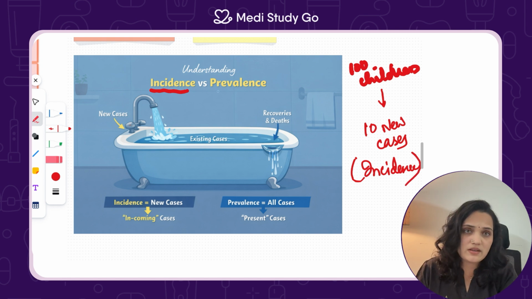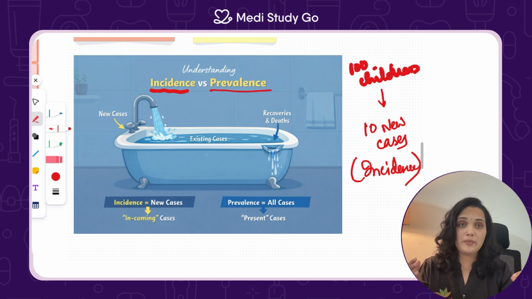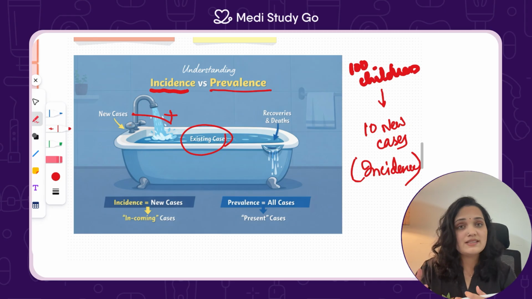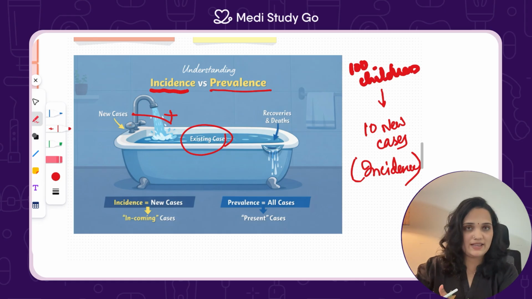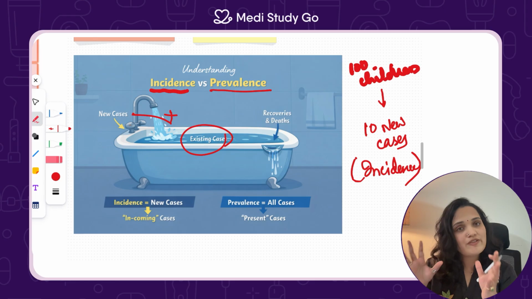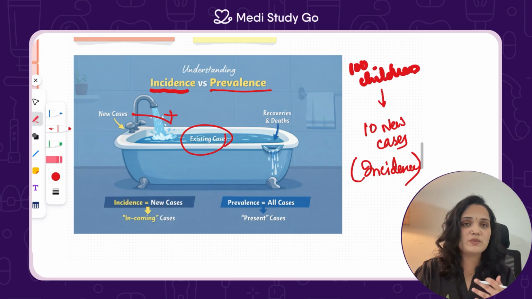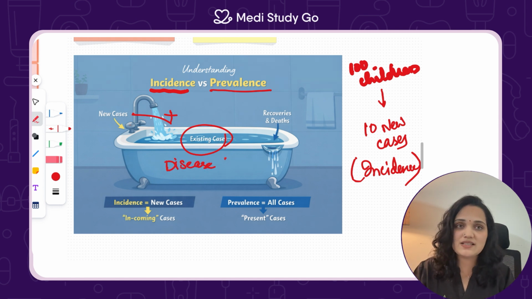Now what is prevalence then? This is our water in the tub. Prevalence means the total number of existing cases in a particular time. It includes all the older cases and the newer cases. So in the same example, in the same school, let's say 30 children already had caries and now 10 more developed in this year, right? So totally 40 children have caries now. This is the prevalence, which means the water that is sitting in that tub, or the total disease load.